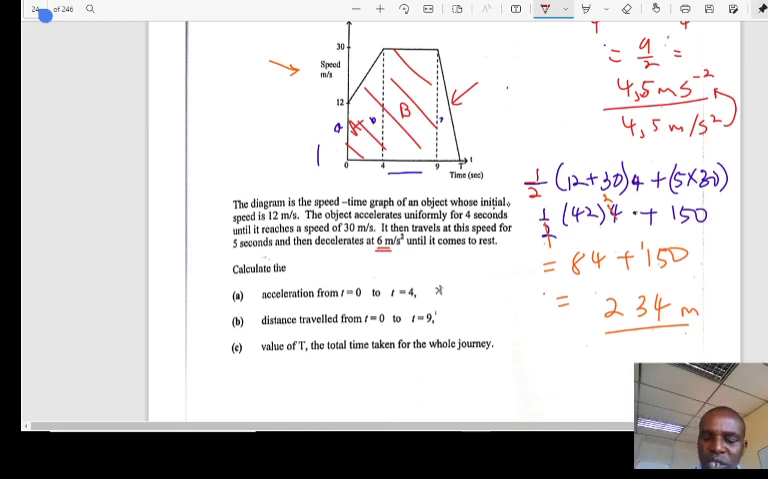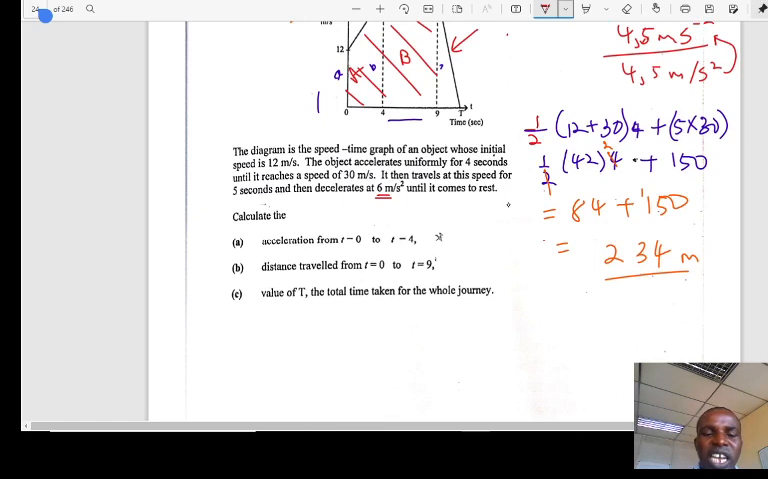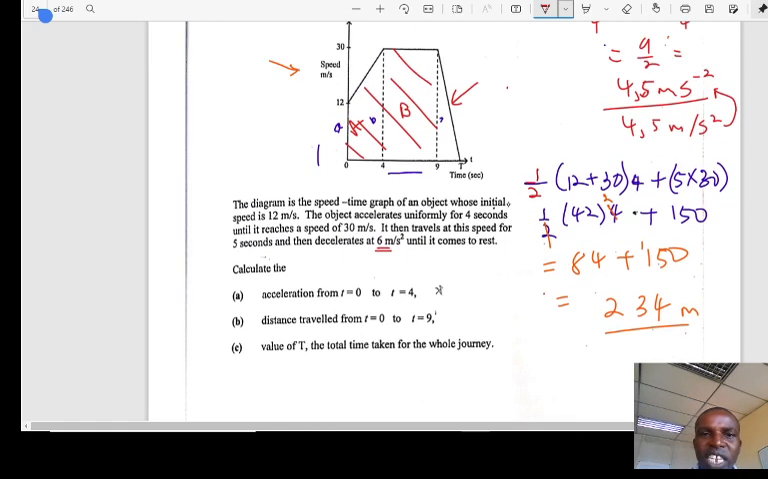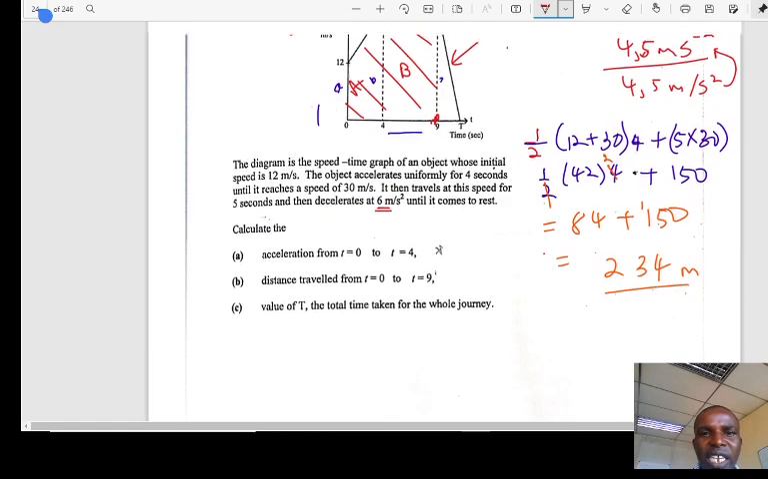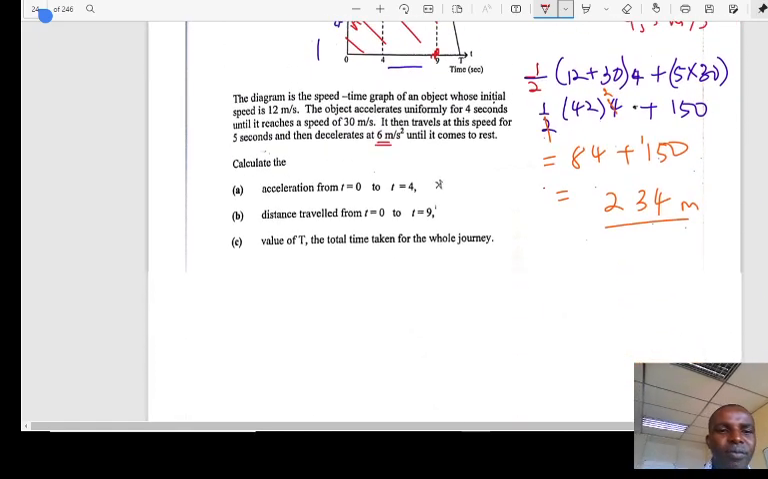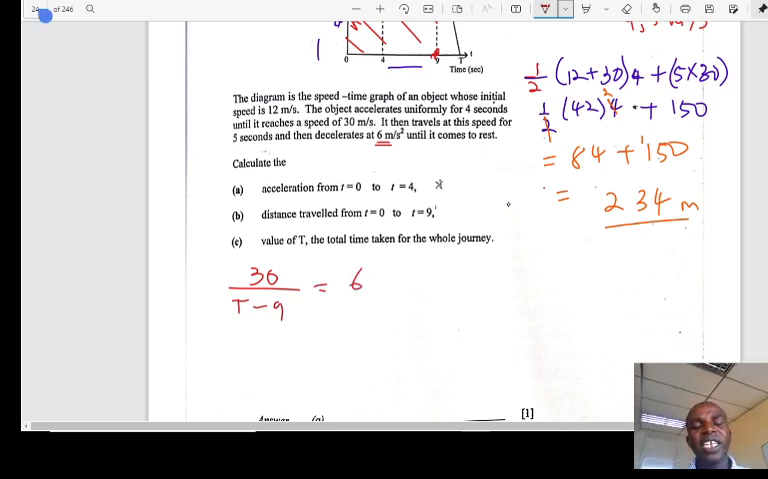So gradient of this line, you say increase in y over increase in x, then you equate to 6. Increase in y from this point to this point is 30. This triangle here from this point to this point is 30, right? Then from 9 to t is t minus 9. So you just say 30 over t minus 9 is equal to 6. That's the acceleration in this case.